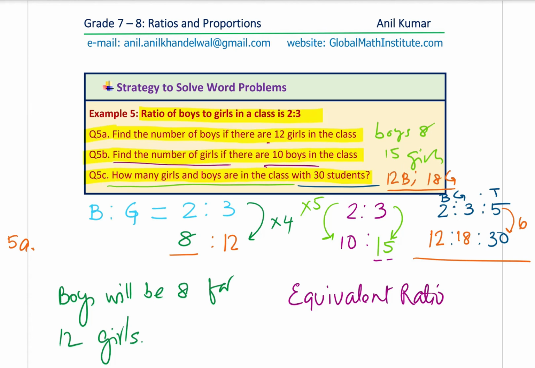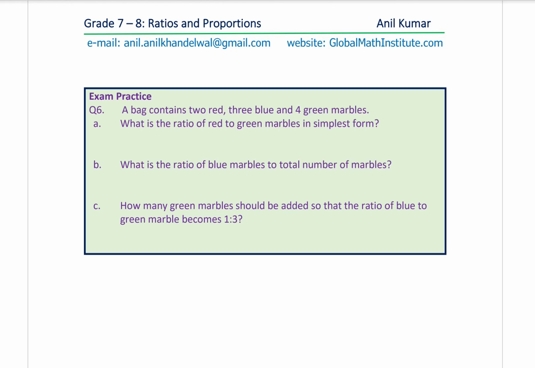Now the word problems which are there for your practice, which we are going to take up their solutions in part B, are here. So exam practice question number 6. A bag contains 2 red, 3 blue and 4 green marbles. What is the ratio of red to green marbles in simplest form? What is the ratio of blue marbles to total number of marbles? And C is how many green marbles should be added so that the ratio of blue to green marbles becomes 1 is to 3. So that is a thinking question, right? You can pause the video, copy the question, solve it.